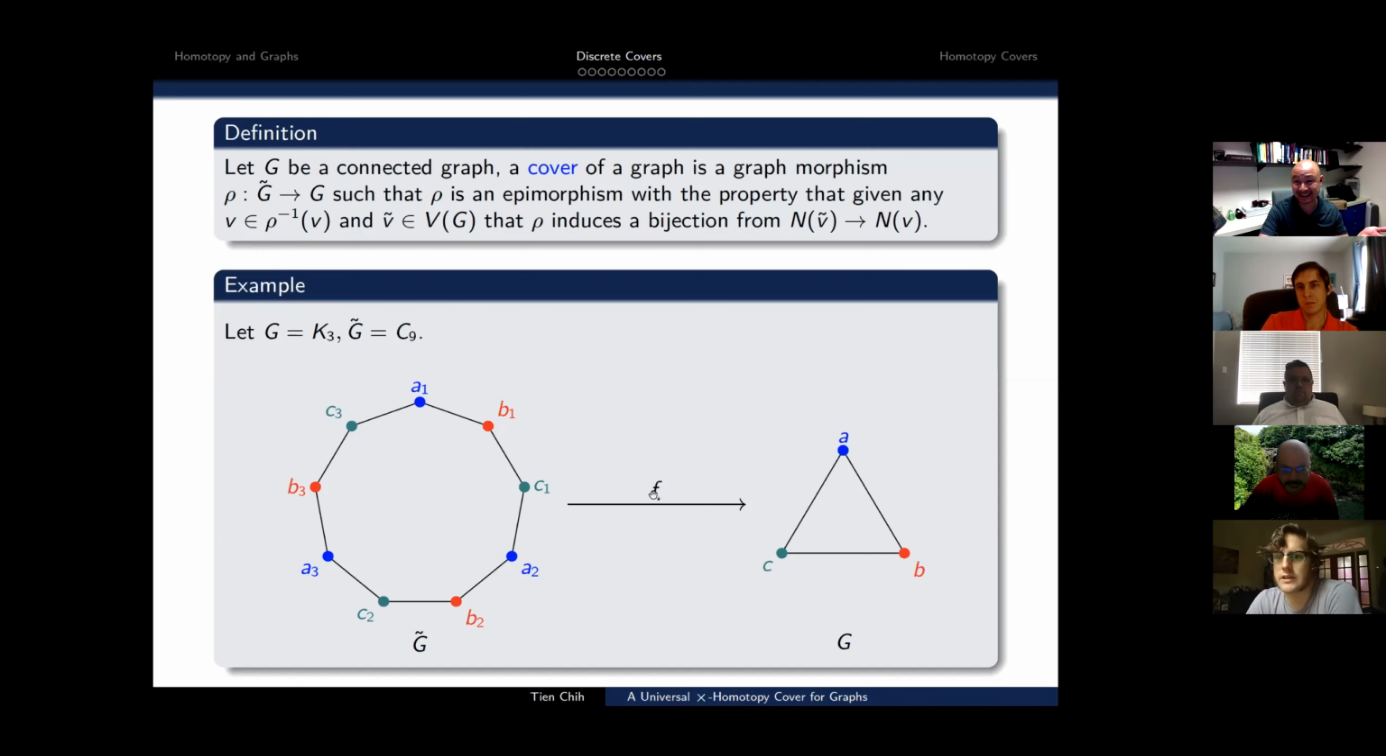So like in top, right? A cover is a pair. It's a space together with the projection map. Correct. Yes. So in this case, the cover is the G tilde with f or rho or whatever. So you're projecting one into the other using a rule that satisfies a condition. Correct. Yes. Okay.